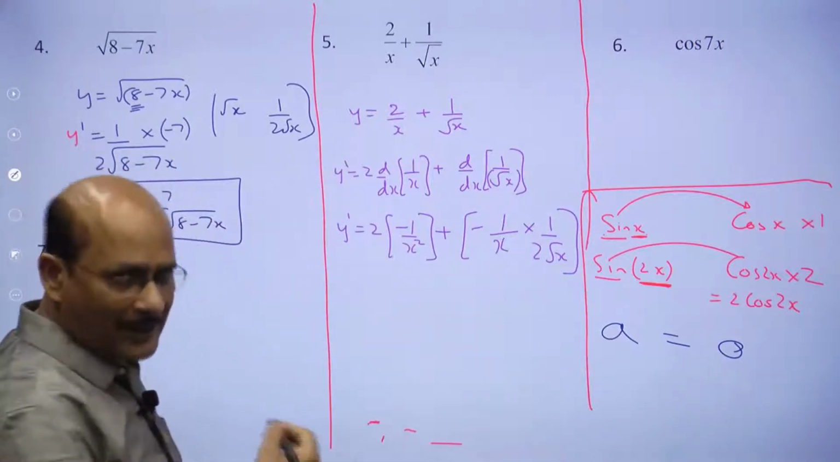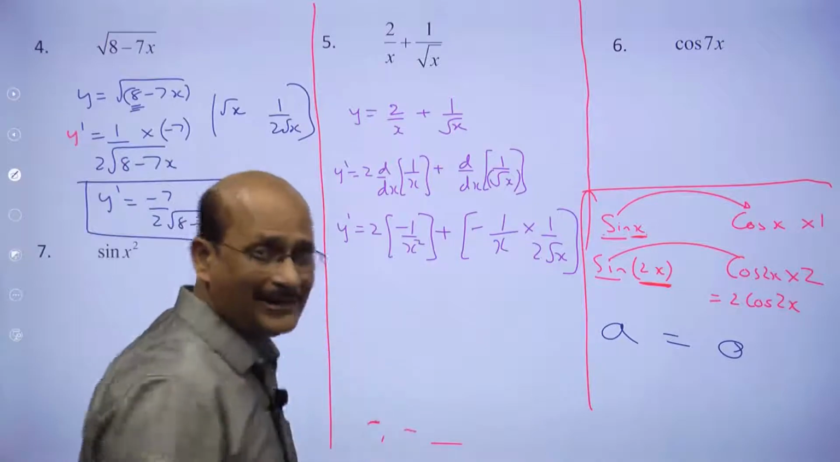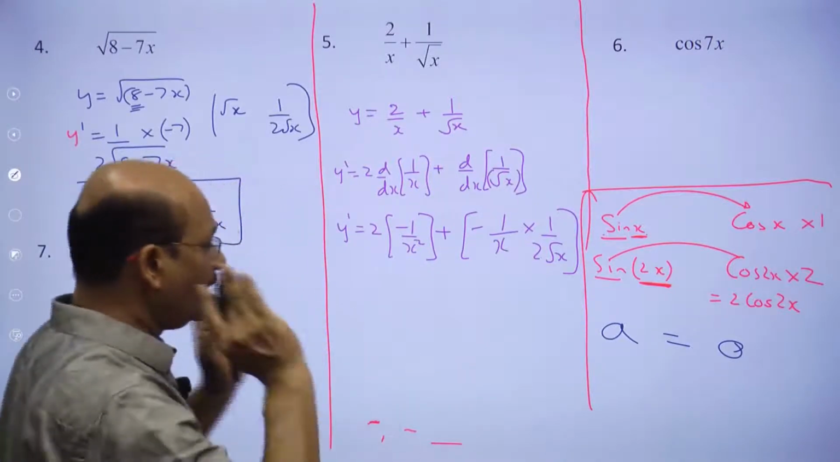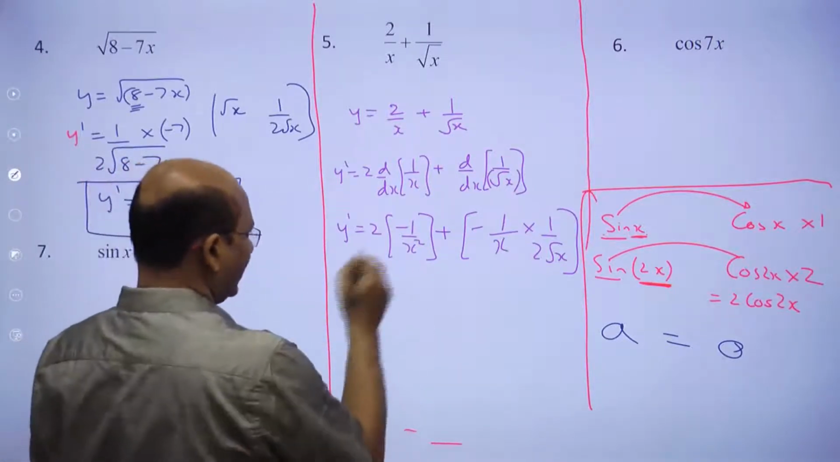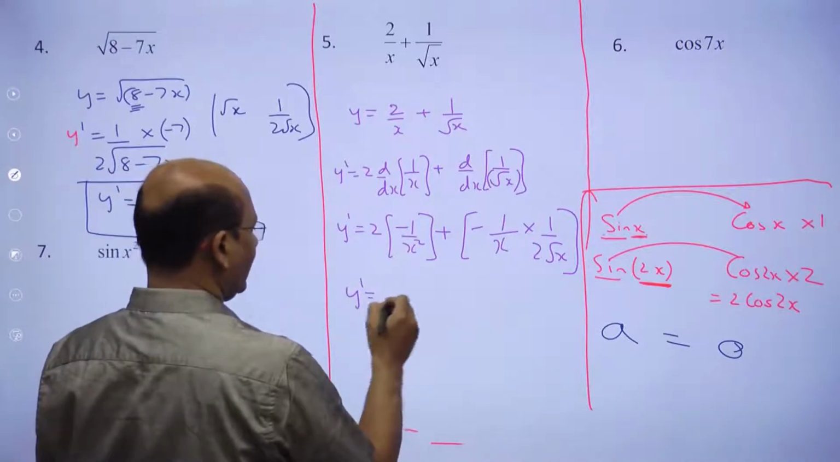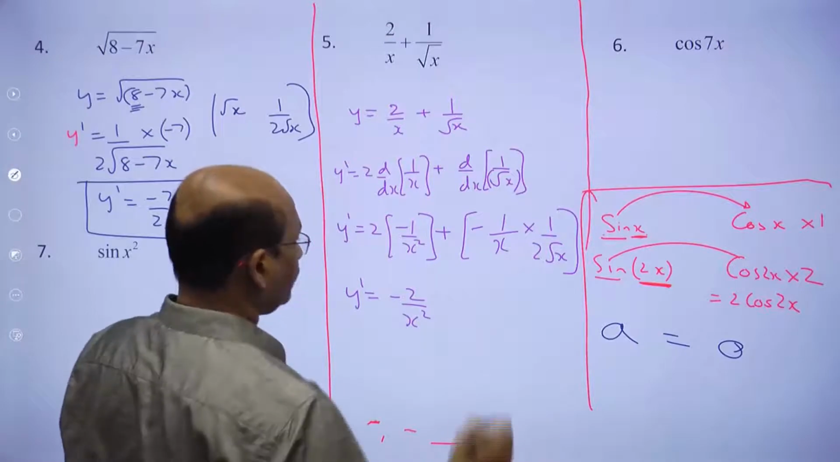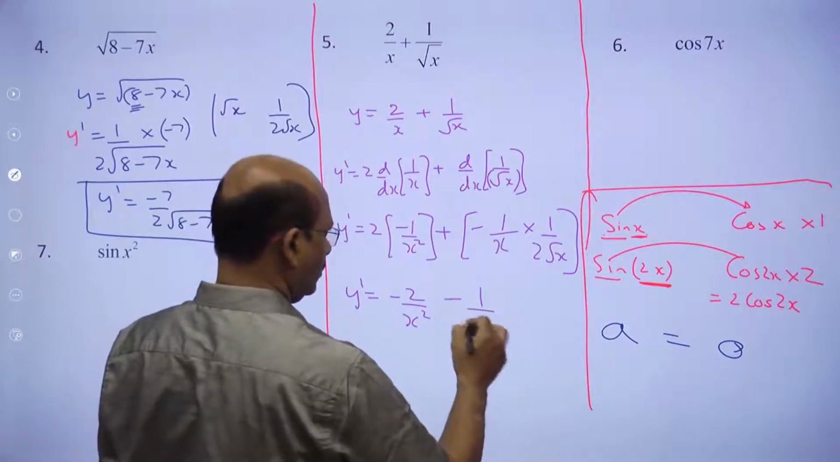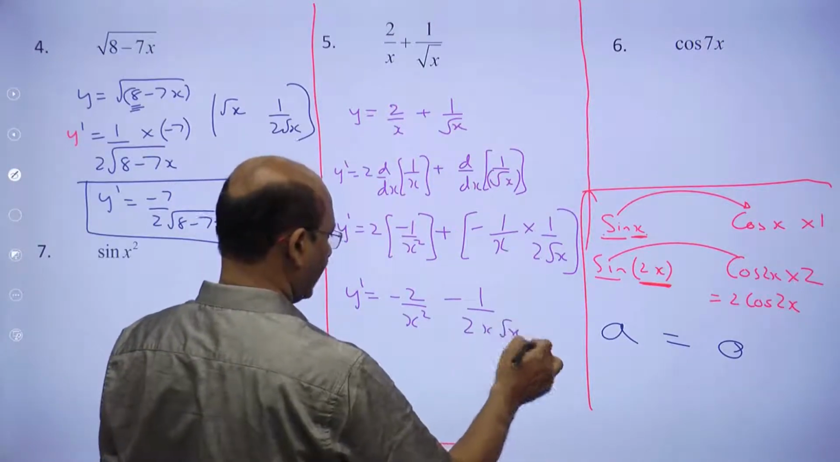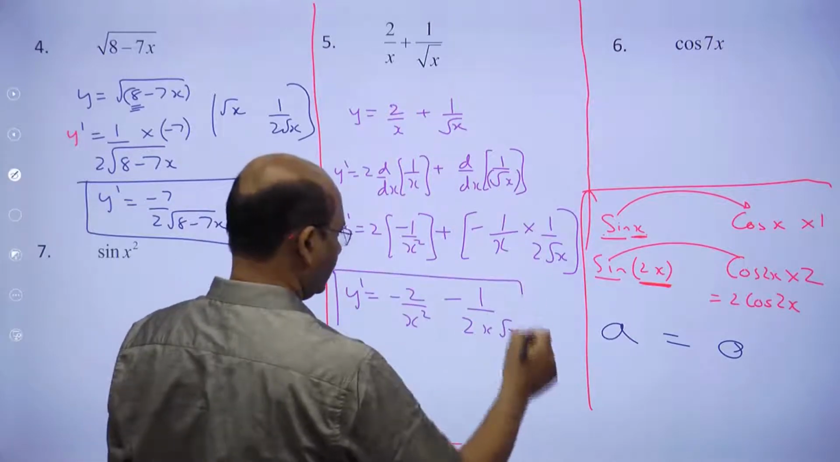You will learn this part as we go. Slowly, don't learn it by heart. I want you to work on the question patiently. So I can just simplify this. Y dash will become minus 2 upon x square. Here, minus 2 upon x square. So minus 1 upon 2x root x. So this is my final solution.